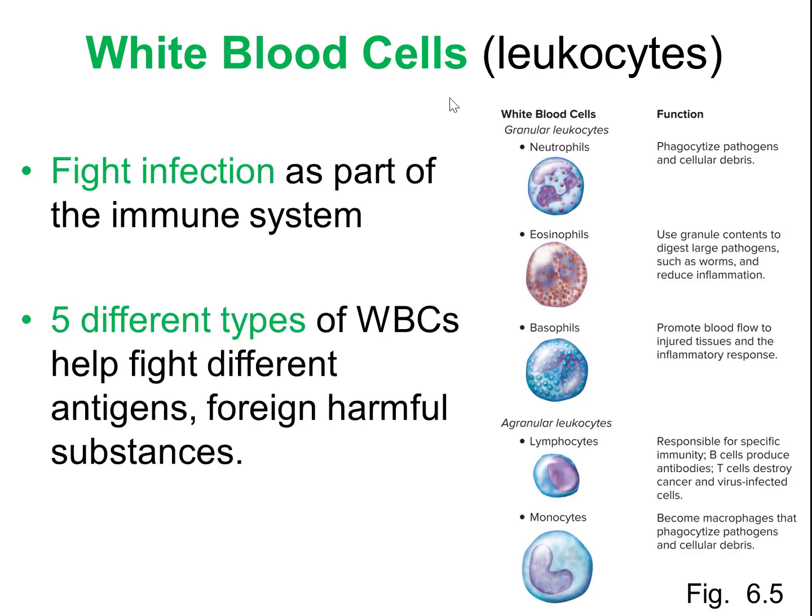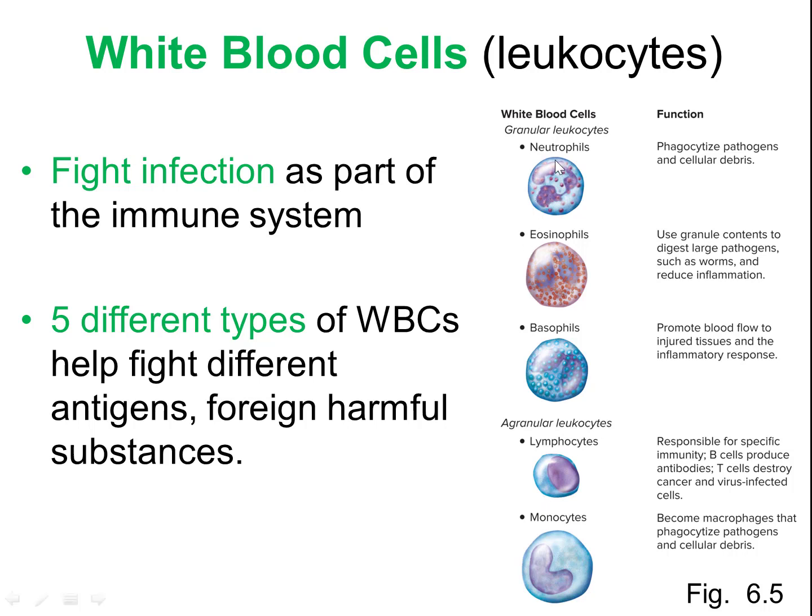Now, there's quite a few different types of white blood cells. There are 5 major categories, and they all help fight different antigens. Antigens are the foreign harmful substances that invade your body, like harmful bacteria or viruses. The reason why we need so many different types of white blood cells is because, of course, there are so many different types of diseases out there. So each of these white blood cells that you're going to see here are going to specialize in something slightly different. We won't have time to go into the details of all 5 of them, but just know there's a diversity of them.